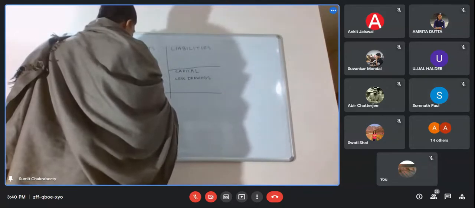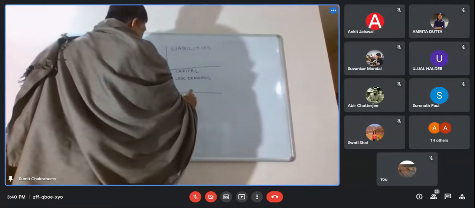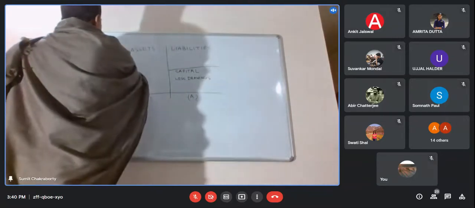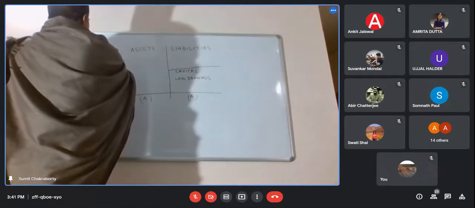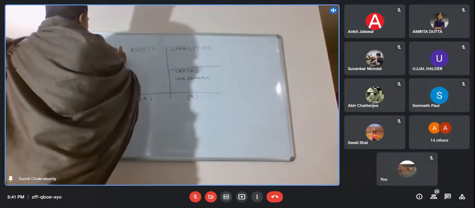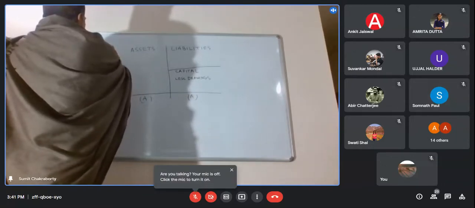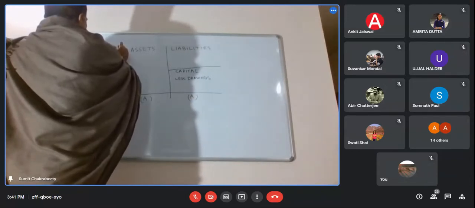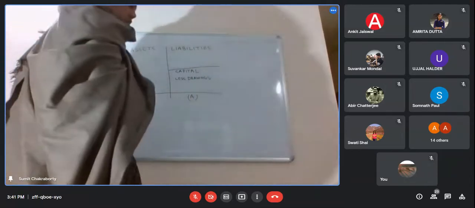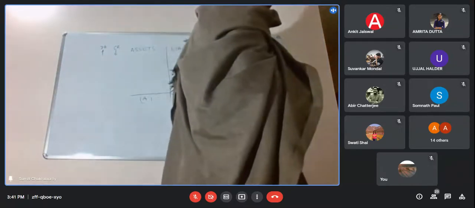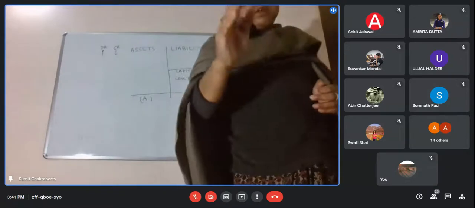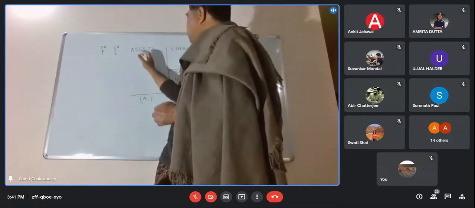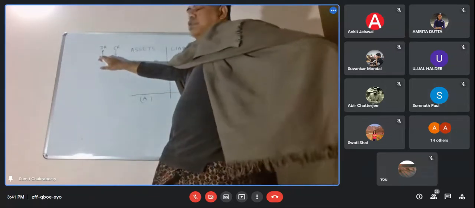If you add up the capital account and the liabilities account, it balances with assets. If assets increase, upward arrow means increase, downward arrow means decrease. So upward arrow is debit, downward arrow is credit. Understood? If an asset account increases, always remember there will be a debit.